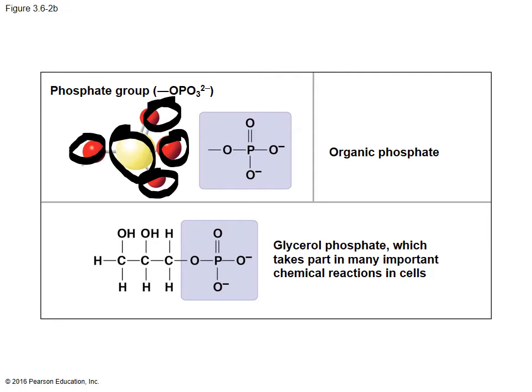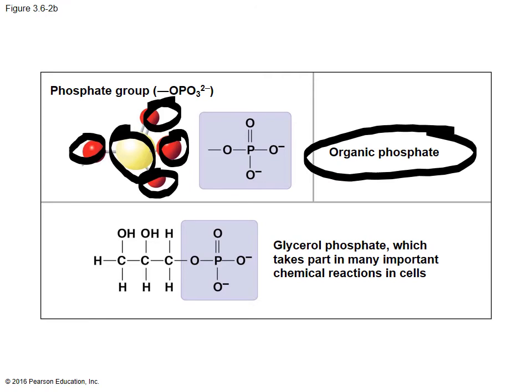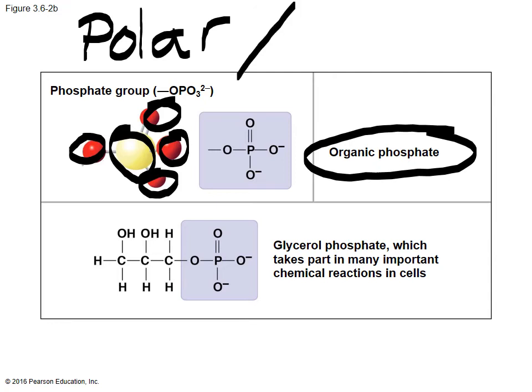Oh, so they're saying they're called organic phosphate, which is not a huge thing in and of itself. And the particular one that they're showing you here, glycerol phosphate, it's important for a number of different chemical reactions. Besides that, all you need to know is that the phosphate group itself is polar. It's polar because of those oxygen atoms again. It's acidic.